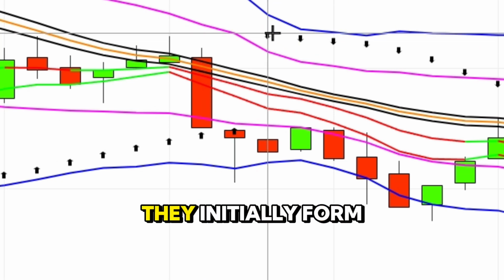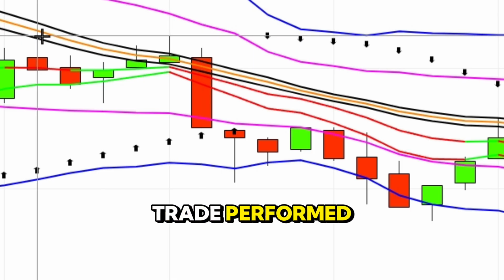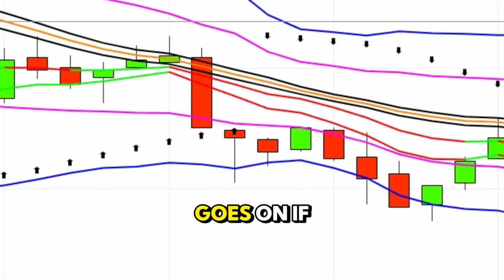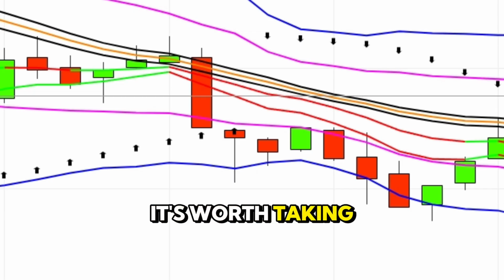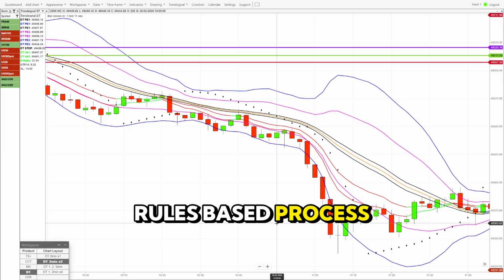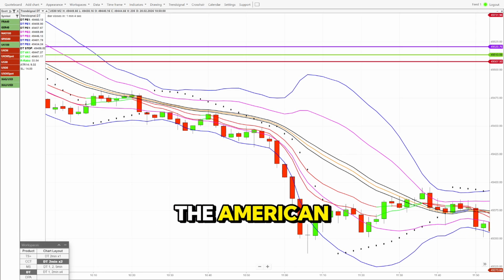These black arrows initially form essentially a measurement of how the previous trade performed, and then they act as a trailing stop loss as the trade goes on, if you decide it's worth taking that trade in the first place. Luckily, it's not guesswork, it is a rules-based process. Let's go through it and see what we could have done trading the morning session on the American.